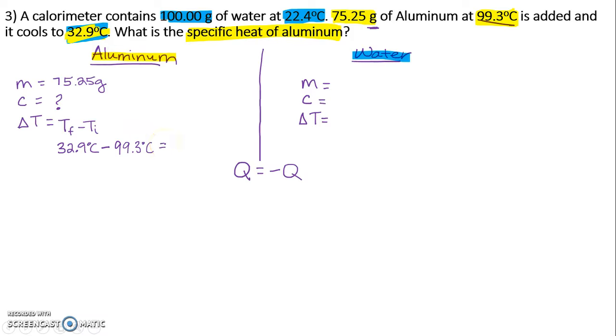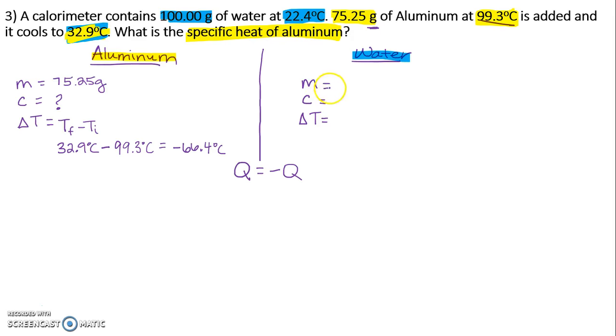And it might look scary because this is going to end up being a negative number, but that's okay because we know that it is cooling down. So it's negative 66.4 degrees Celsius. This one's cooling down, so I know that when I go over to my water, the delta T has to be positive. One of them will always be cooling down while the other one is warming up.